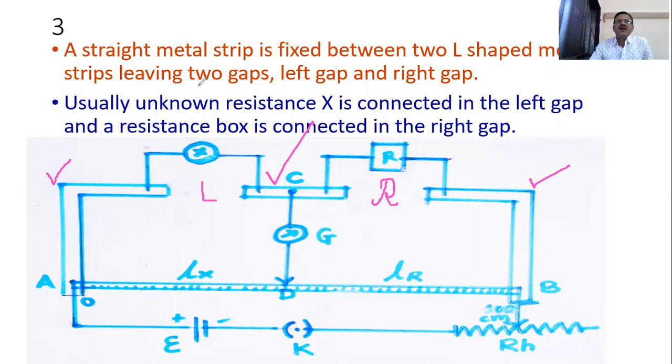Usually the unknown resistance X is connected in the left gap. Generally, the unknown resistance is connected in this left gap and a resistance box is connected in the right gap. Here, this is the right gap. In the right gap, the resistance box is connected.